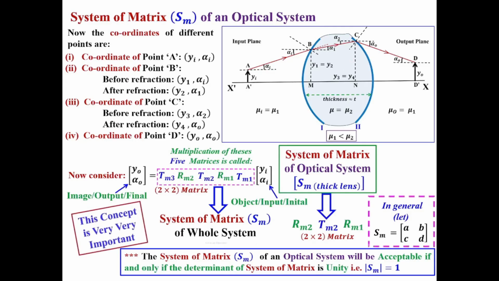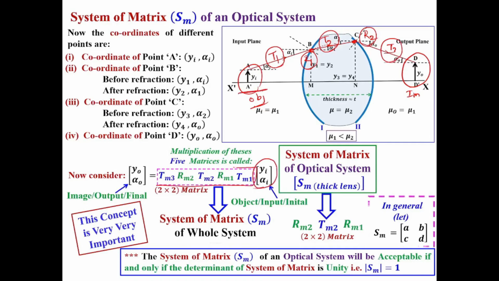So here, if this is the output or your image and this is your object, how many dynamics are there? One translation, here refraction 1, again translation, this is translation 1, translation 2, again another refraction, again translation 3. So here we need 1, 2, 3, 4, 5 matrices. If we know the object information, we apply the system of matrix. That means multiplication of these 5 matrices gives us the output.